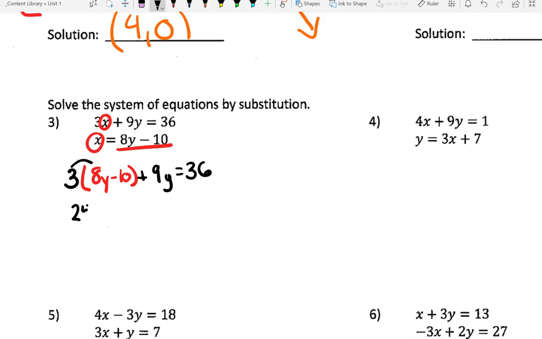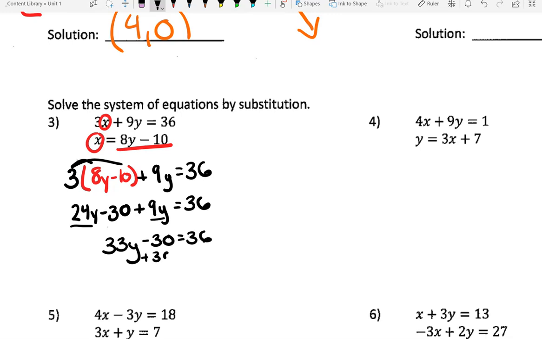Distribute. 24y minus 30 plus 9y equals 36. This is right here, 33y minus 30 equals 36. Add 30 to both sides. 33y equals 66. Y equals 2.